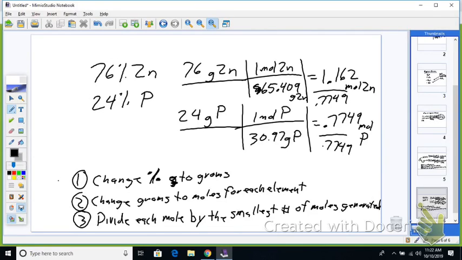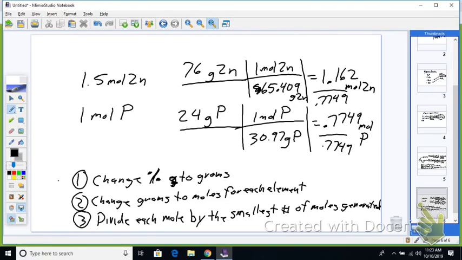Okay, when you do that, you're going to get these numbers you can't round. The first one, you're going to get 1.5 moles of zinc. And the second one, you're going to end up with 1 mole of phosphorus. Use common sense and realize compounds can only go together in whole number ratios. The ratio I come up with is 1.5 to 1. So the formula will be what?